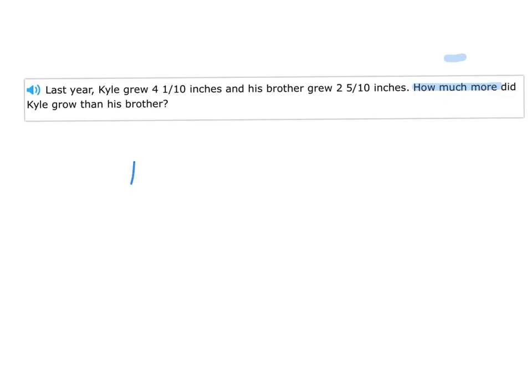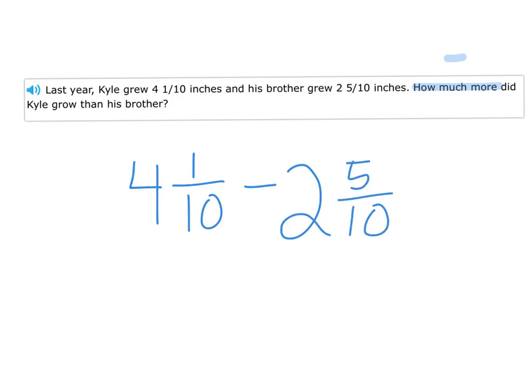So we've got to do a subtraction here. We've got Kyle's 4 1/10, and we've got to subtract 2 5/10. That's how much his brother grew. And here's where we have to be careful. I can subtract the whole numbers, but look at those fractions. I can't do 1/10 minus 5/10. I don't have a big enough numerator here. And this is when I'm going to have to regroup that 4 1/10. So let's take a look at how we're going to do that.